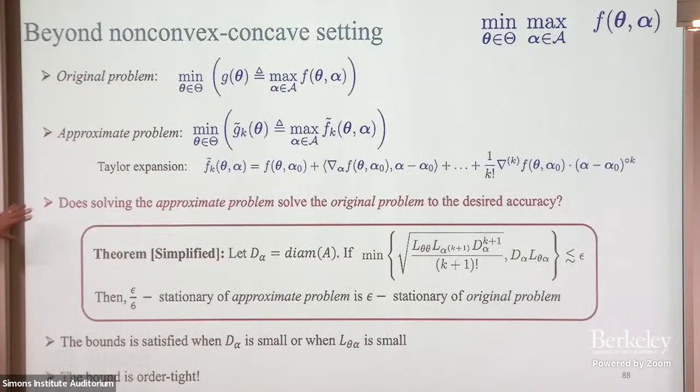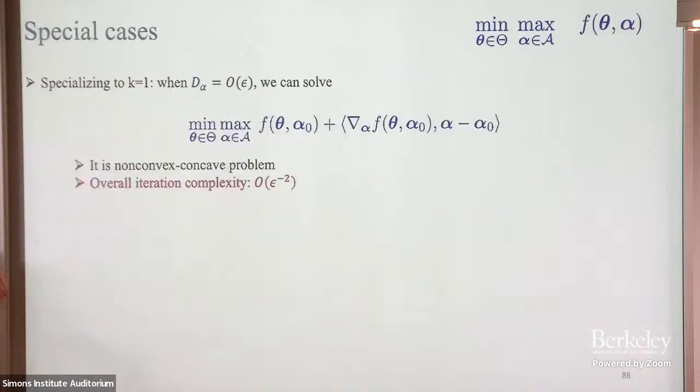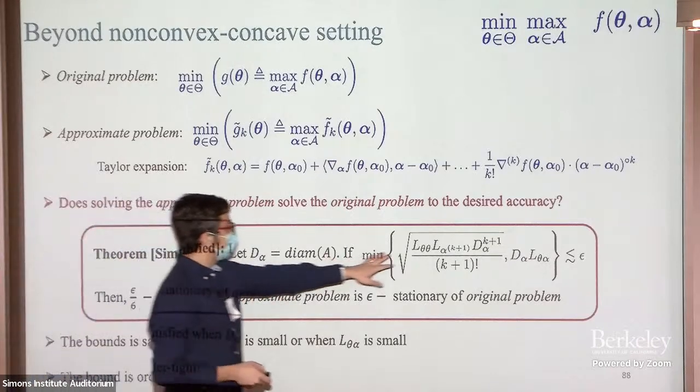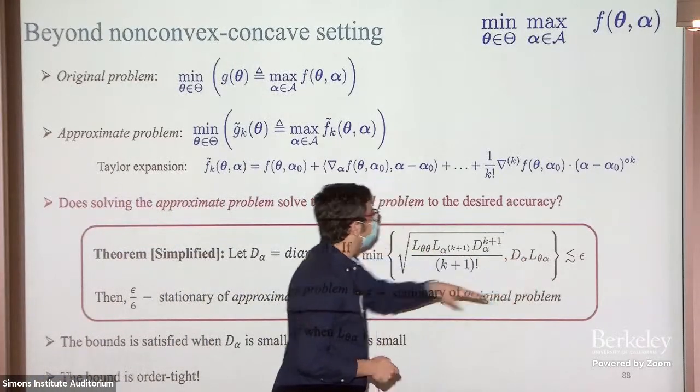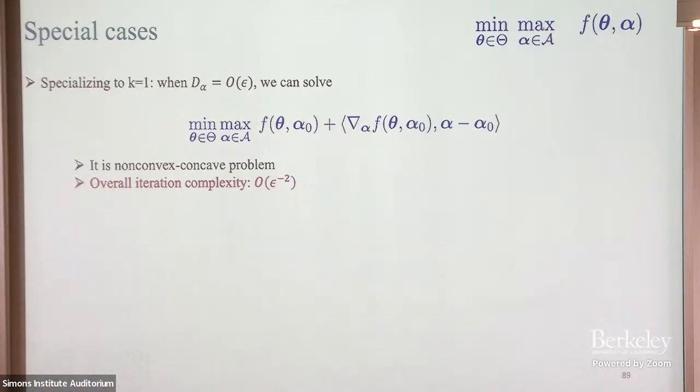So the next question is, can we solve this approximate problem? And it's actually easy. Let's specialize it, for example, for k equals 1. If my Lipschitz constants, for simplicity, are assumed to be 1, then my d alpha should be order epsilon. That tells us that when the radius of A is order your desired accuracy, then instead of solving the original problem, you can solve this problem. And this problem is non-convex concave, meaning that it's non-convex in theta but concave in alpha. So you can use algorithms like the ones we talked about.